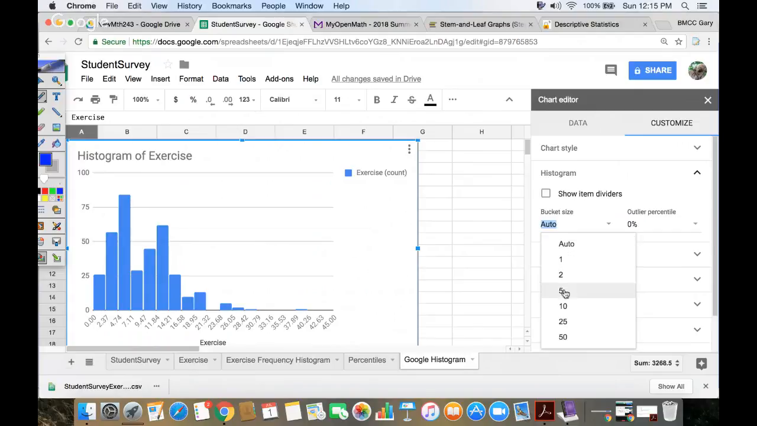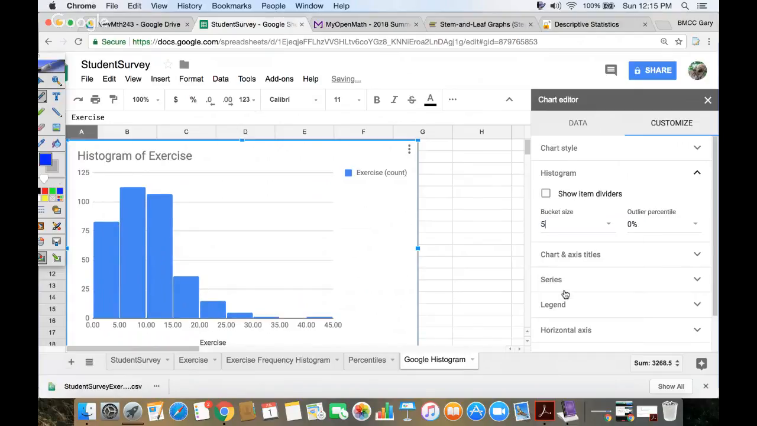So maybe I want to go every 5 units. So then it'll group together 0 to 5, then 5 to 10, 10 to 15. When Google uses their auto histogram thing, the lower number is in the bin to the right. So this would really be 5 to 9 here. The next column right here would really be 10 to 14, and then 15 to 19.